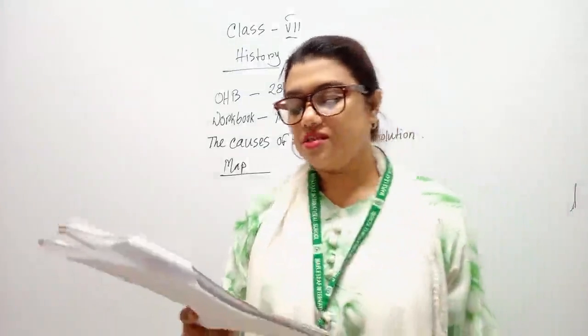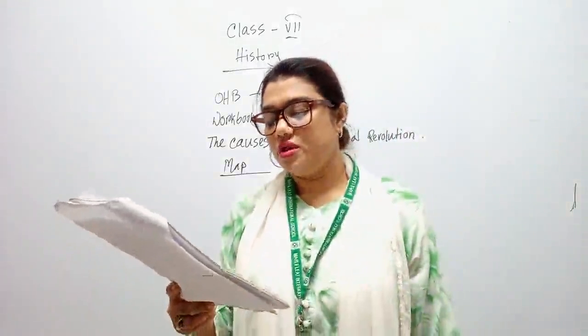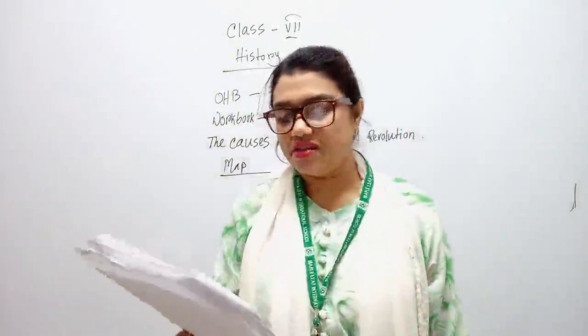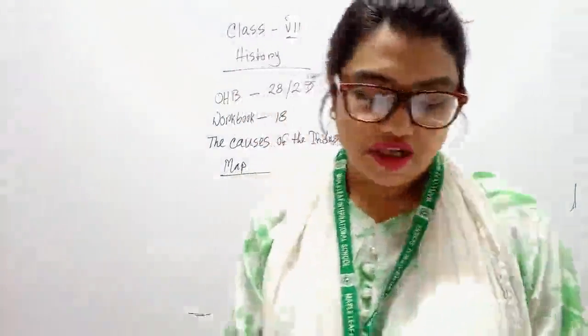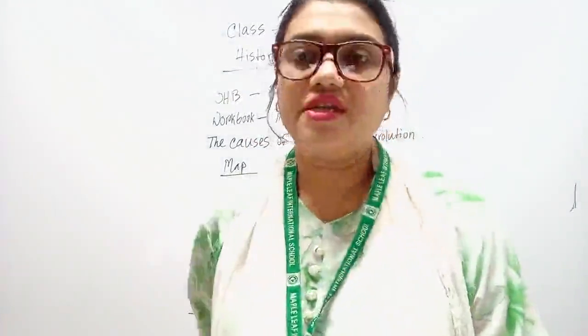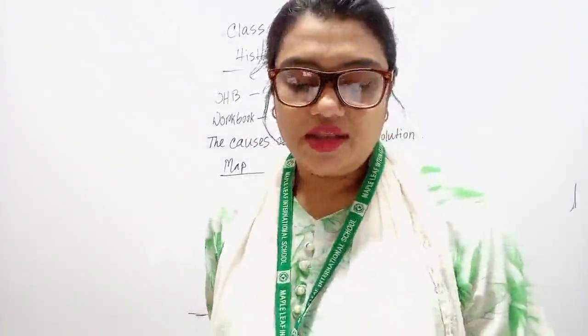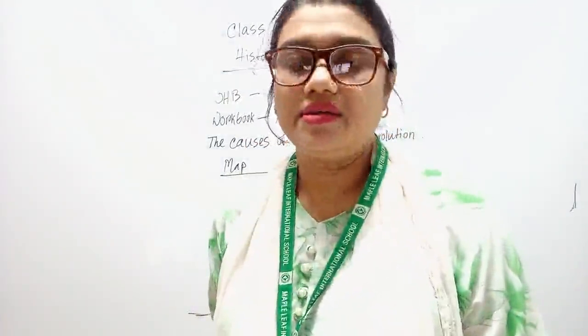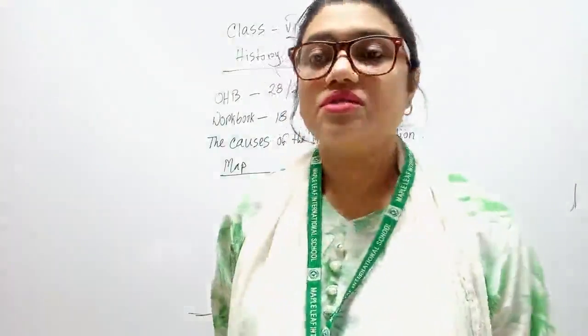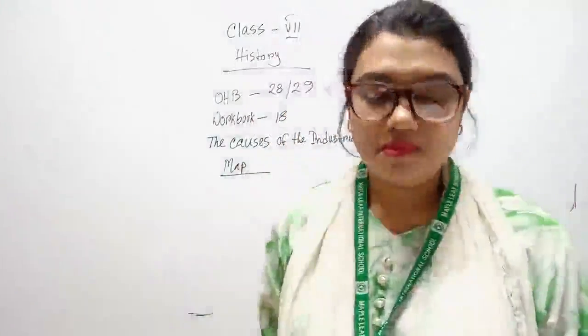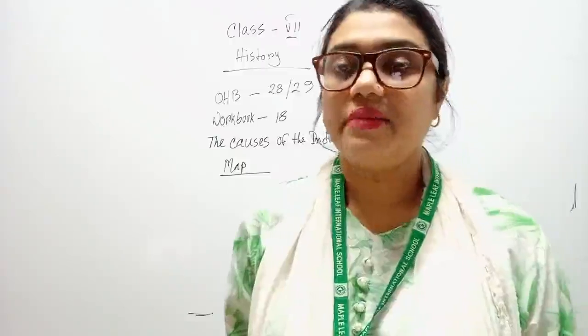Number C, the rich merchants who traded with colonies. The rich merchants who traded with colonies were rich and invested in new factories. This helped the growth of banking and trade. As I told you, the merchants were very rich at that time and they wanted to invest their money in factories, trade, and the banking system as well.